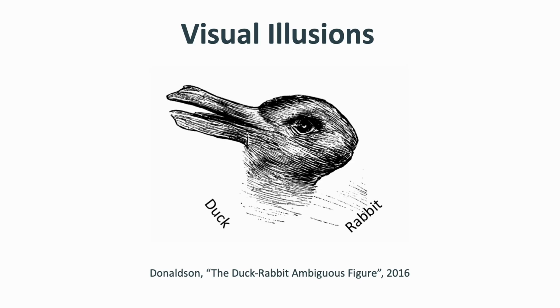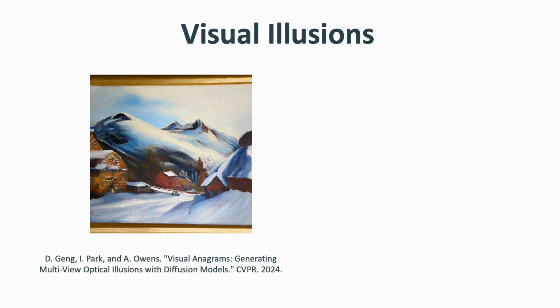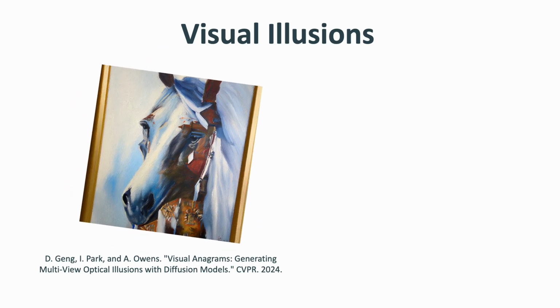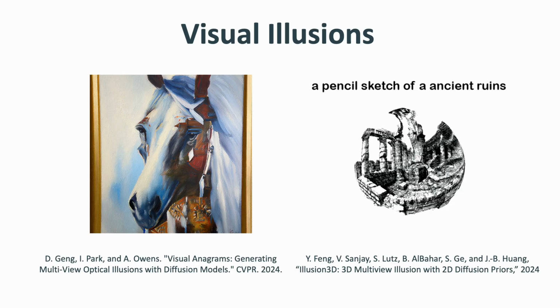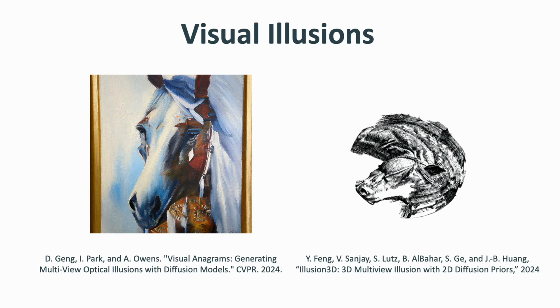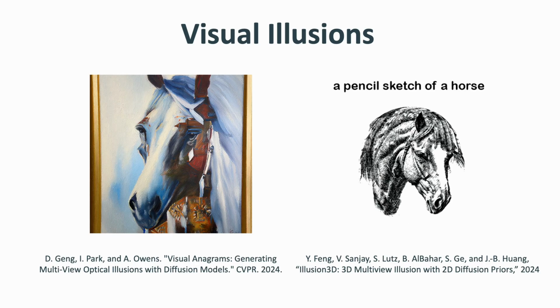So illusions are something people have studied for a long time. For example, here's the classic dot rabbit illusion, which shows you two different things in just one single picture. And more recently, people have done some pretty impressive work on generating these kinds of visual illusions. Take visual anagrams. They create images that can change meaning when rotated or flipped. And some work like Illusion 3D also brings this idea into the 3D domain.